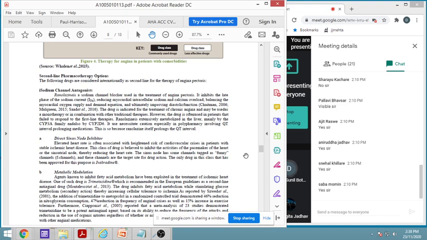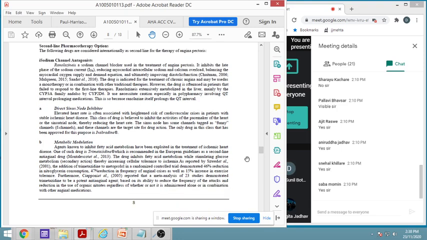The only drug in this class is ivabradine, which acts on these additional or funny channels, which are causing the release of sodium into cells, and because of this ivabradine will decrease the sodium load.